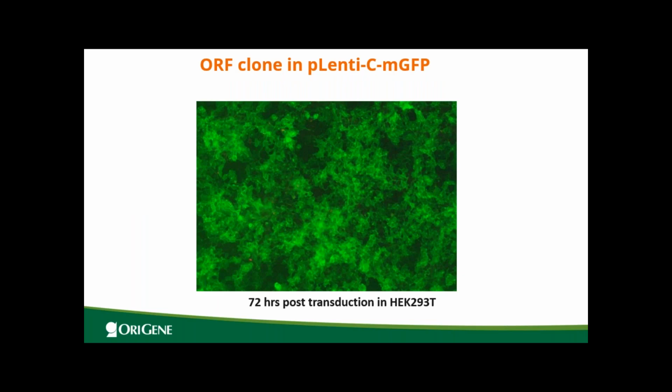Next I will present some lenti validation data. This is the ORF clone in the GFP-tagged vector 72 hours post-transduction in HEK293T cells. You can see great transduction efficiency and very high expression level too. This gene is a transmembrane protein, and you can see the membrane localization, suggesting that the GFP-tagged protein is localized to the right cellular compartment.